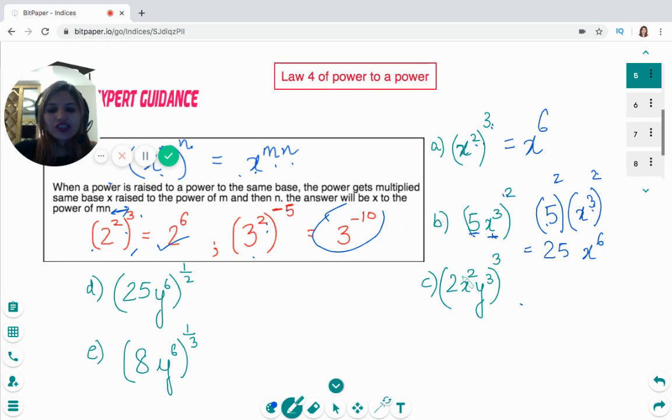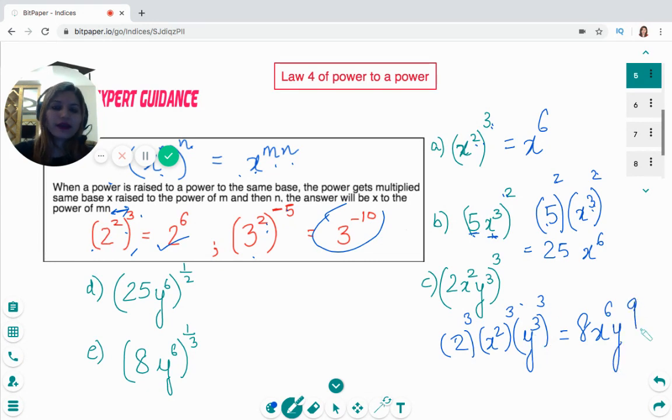Okay, let's do the same thing to this question. This is 2x squared y cubed, everything got cubed. So it means 2 is also to a power 3, x squared is also to a power 3, and y cubed is also to a power 3. Now what is 2 to the power 3? That is 2 times 2 times 2, which is 8. x squared to the power 3 is power to a power, which is x to the 6, and y cubed to the power 3 is y to the 9. Okay, so I hope this is clear to you.